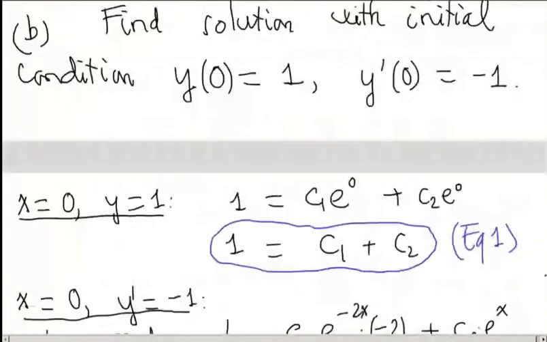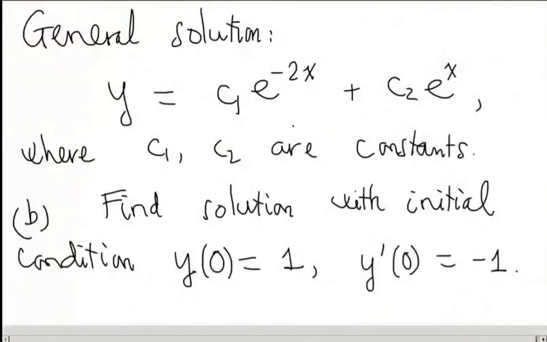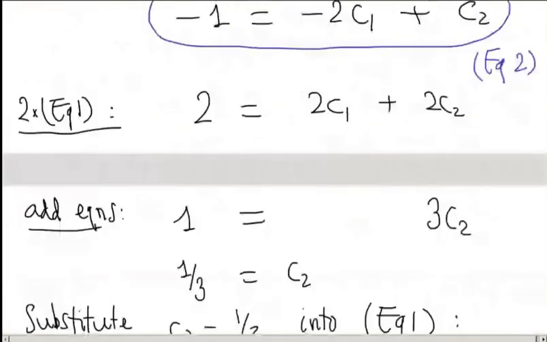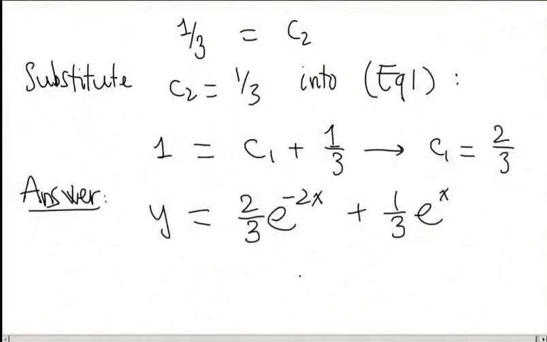Okay, so let's explain here. Our general solution is C1 e to the negative 2x plus C2 e to the x. Once we know C1 and C2, we just plug in and we have the answer, which is over here: 2/3 e to the negative 2x plus 1/3 e to the x.